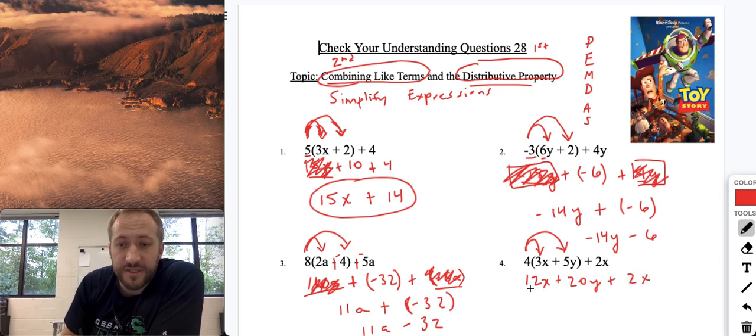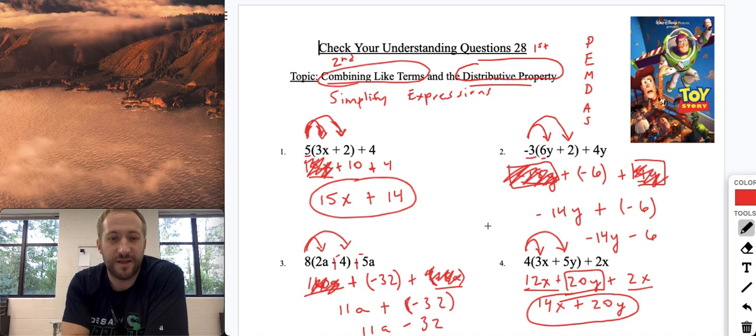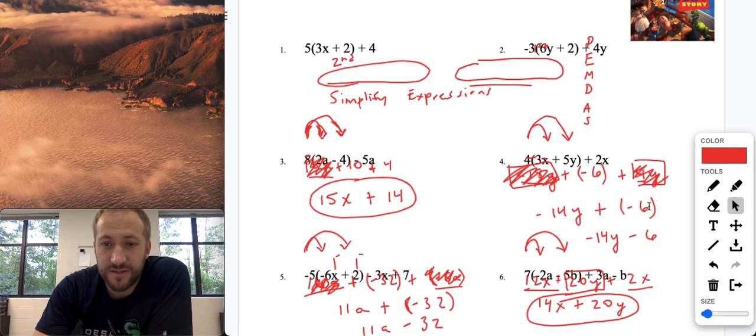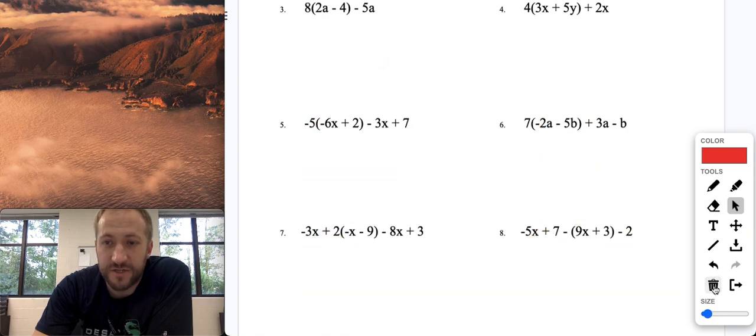Now I'm going to combine like terms. I have 12x, which is a like term with the 2x. I'm going to add the coefficients. 12 plus 2 gives me 14. Keep the x the same. And then 20y doesn't have any like terms, so it's just plus 20y. That's my simplified expression there. All right, now let's scroll down so we can do the rest of these problems. I'm going to give this an erase just so we have plenty of room.